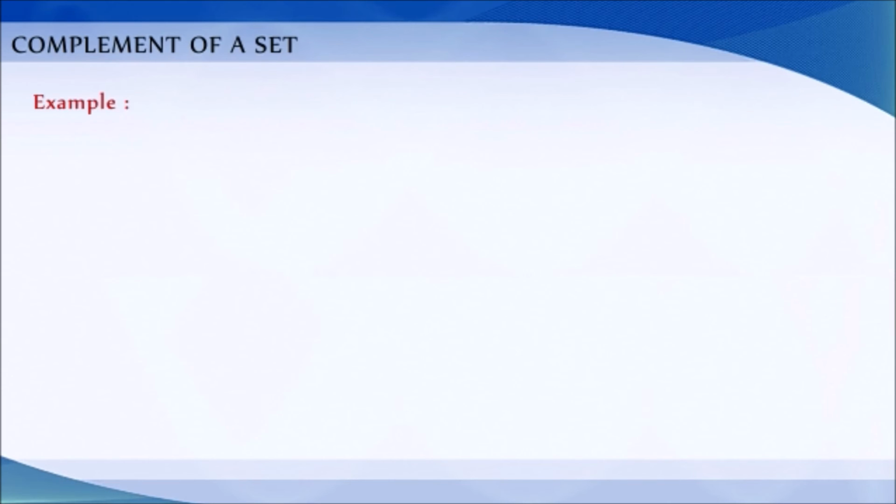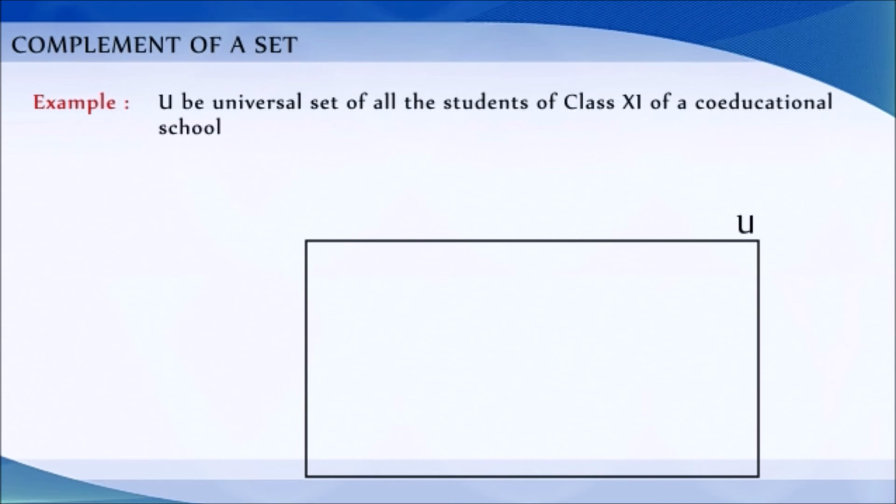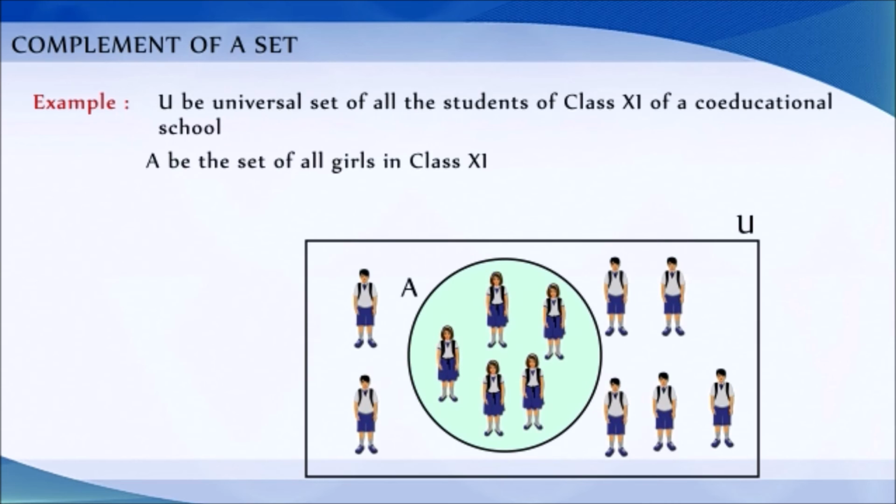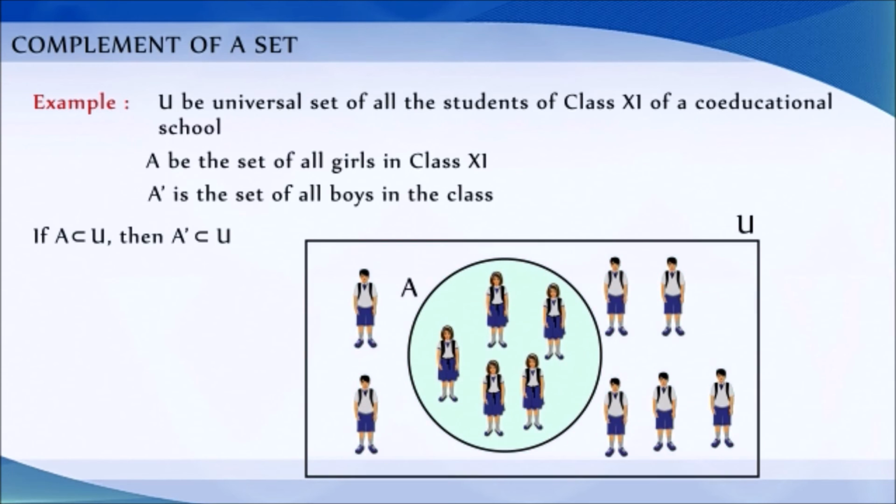For example, let U be the universal set of all the students of class 11 of a coeducational school and A be the set of all girls in class 11. Then A complement is the set of all boys in the class. If A is a subset of the universal set U, then A complement is also a subset of U. For any subset A of the universal set U, we have A complement the whole complement is equal to A.